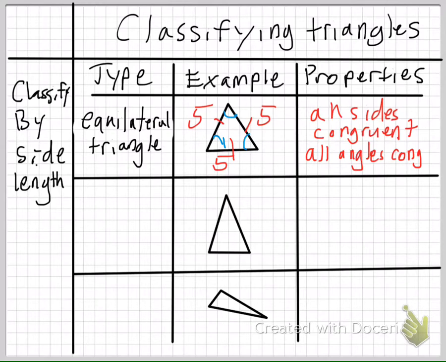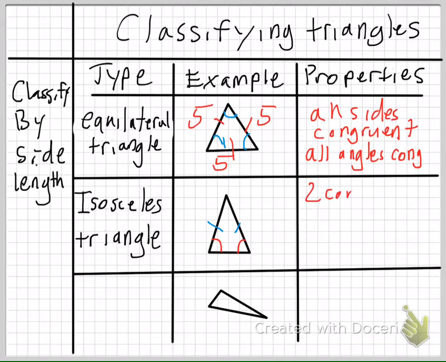We also have an isosceles triangle, which you're pretty familiar with. And in an isosceles triangle, we have two congruent sides and two congruent angles, just like our definition of it earlier. So we can say that we have two congruent sides and two congruent angles.